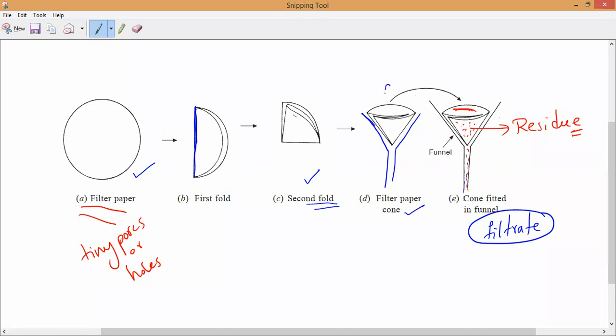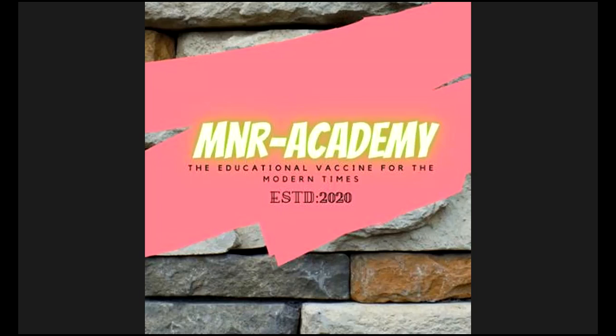Now if we start pouring the liquid, what will happen? The mixture, all the solid particles will settle here. It won't pass through; the undissolved solid particles stay behind. The remaining liquid or solution will pass through. So what should we call this? Residue, and what passes through is called filtrate. What should we call it, guys? Filtrate. All of you should know that.